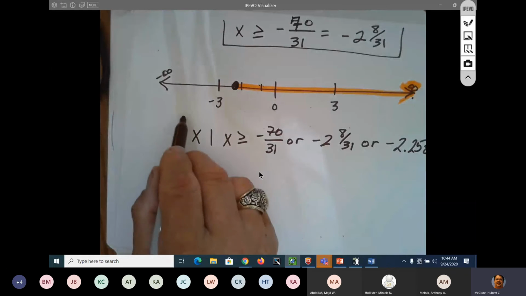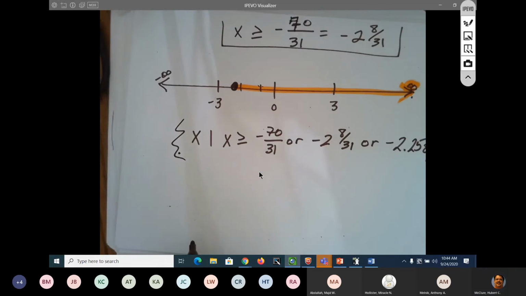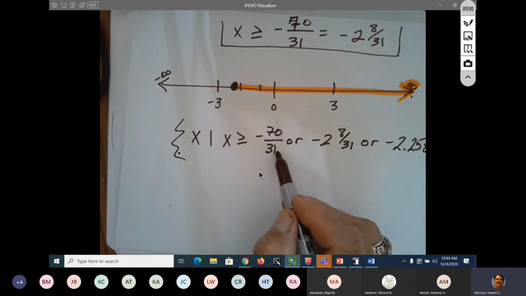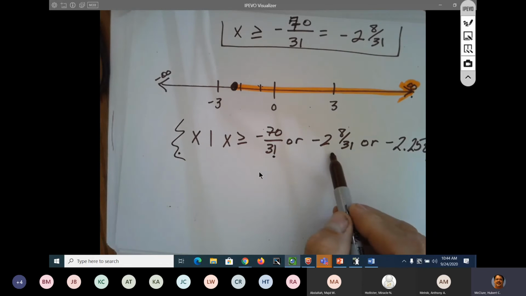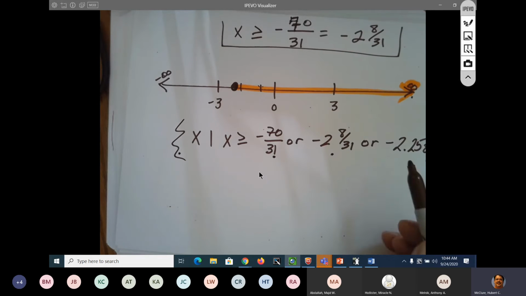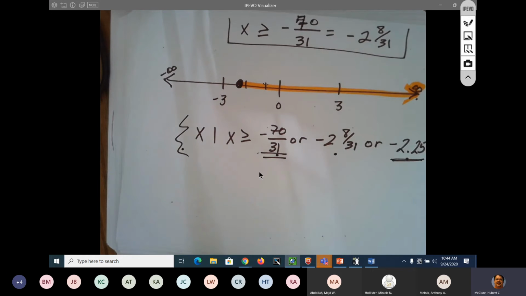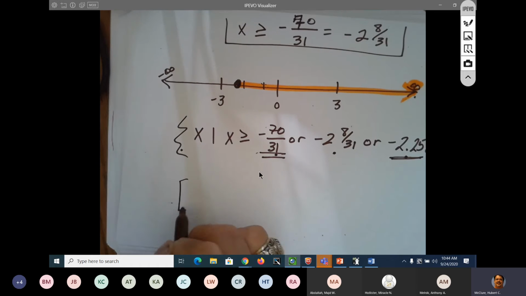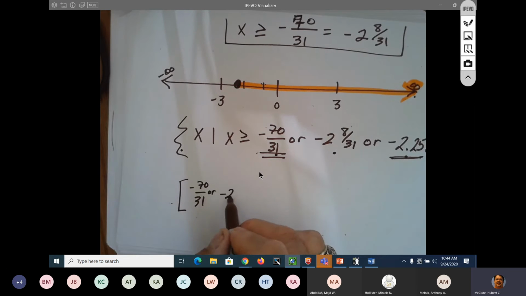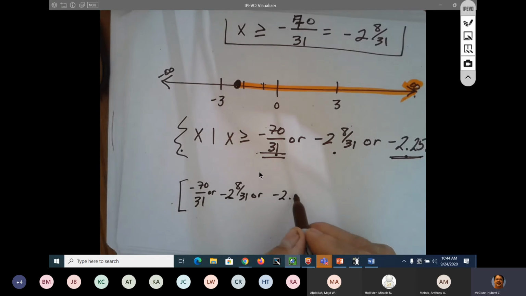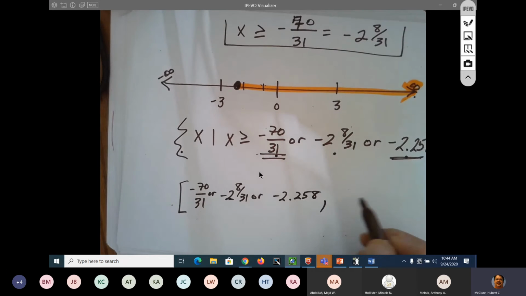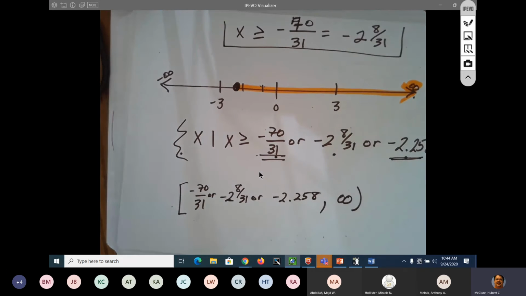Okay, so that would be set builder notation. Depending on what they want, the directions may say a fraction, a mixed number, which I doubt, or a decimal. It's probably either a decimal or a fraction. And interval notation would be from negative 70 over 31, or negative 2 and 8 over 31, or negative 2.258, comma, infinity, and close it.